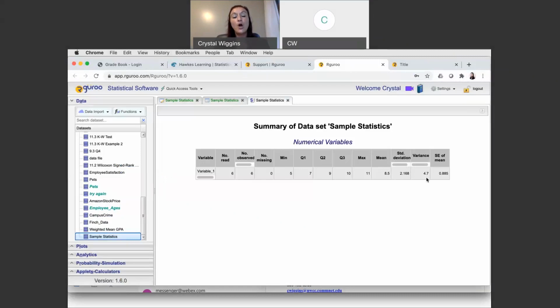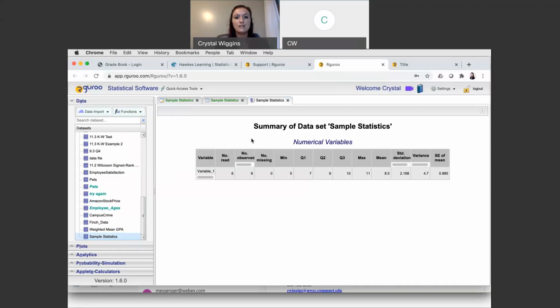Now, if you were doing the homework, you have to actually read the problem. Does the problem say that this is a sample or a population? That's how you would know to label this with sigma squared or S squared. And this is sample statistics, so everything in here is actually S squared. It's not a population of data. If it was a population, I actually don't know how that changes.